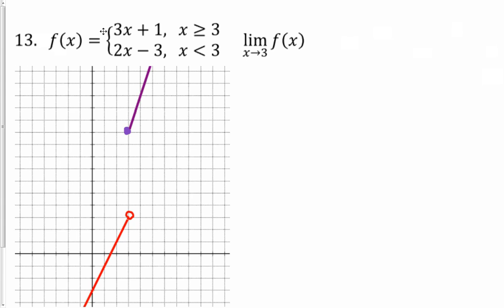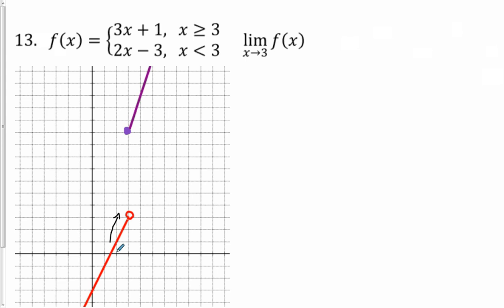Next, on to 13. And yes, the numbers are a little goofy on this lesson. We've got f of x is 3x plus 1 for x greater than or equal to 3, and f of x equals 2x minus 3 for x less than 3, right? This is a piecewise function. Notice less than 3, that would be an open. This side's open. Greater than or equal to 3 would be filled in. That's this side.